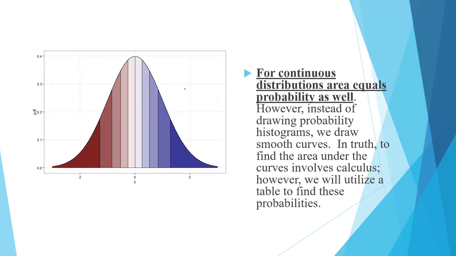For continuous distributions, area equals probability as well. That's a very important concept. The area is always equal to 1 because that represents 100%. However, instead of drawing probability histograms, we draw smooth curves. In truth, to find the area under the curve involves calculus. However, we will utilize a table to find these probabilities, so you don't have to know anything about calculus.